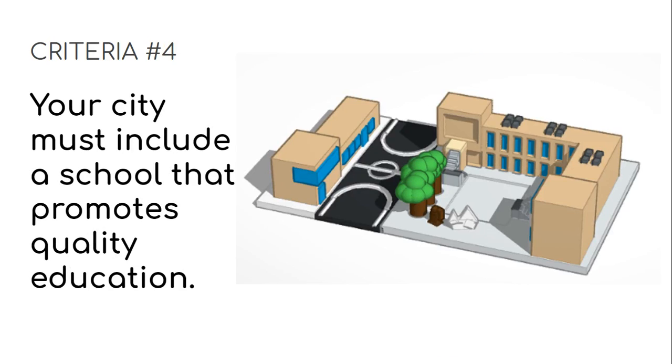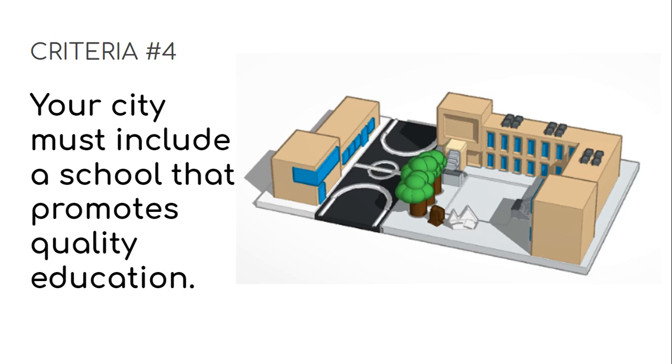Criteria number 4, your city must include a school that promotes quality education. So you need to have a school somewhere in your city. And again, this is just an example in this image here. It doesn't need to look exactly like this. You should be designing your own schoolhouse or school building that fits into your city in some way.